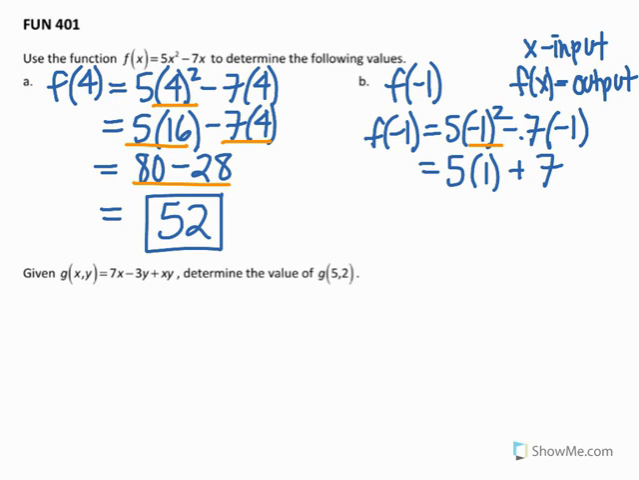Next step is my multiplication. 5 times 1 is 5. I'm going to carry down my plus 7. And lastly, 5 plus 7 gives me 12.